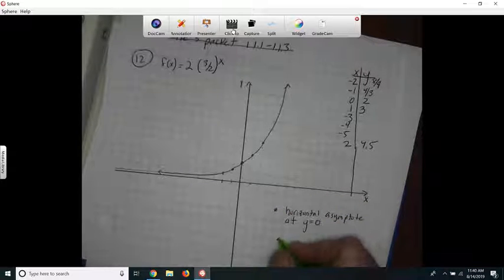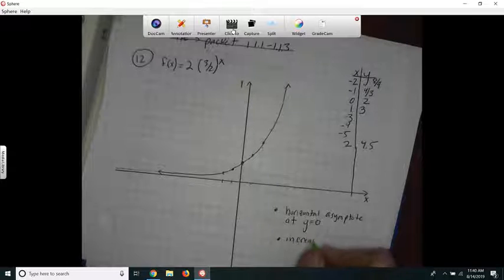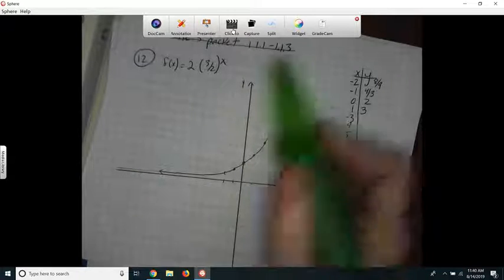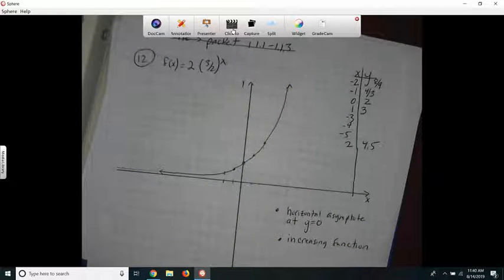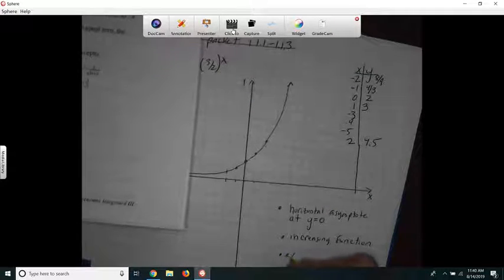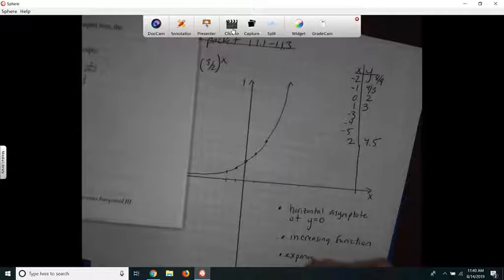I'm going to say it's an increasing function because it increases from left to right. The y values increase. There's a lot of things they gave us, a way to describe things. There's a lot of things you can say about a function when you fully describe it. The shape, I don't know. You can say it's curved, but I want to say it's exponential. It's shaped like an exponential.